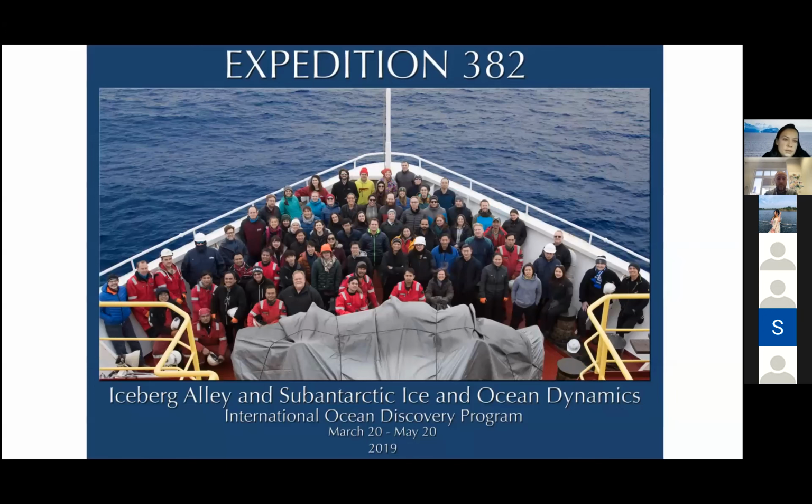Most of the first couple of slides that I'll be showing in data is from IODP Expedition 382. So this is an expedition I was a participant on that happened in 2019. You can see me here. Can you see my mouse? Not sure, but I'm the one with the little white beanie there to the side. So this was a 2-month expedition to the Scotia Sea in 2019, and the longer title of this was Iceberg Alley, Subantarctic Ice and Ocean Dynamics.